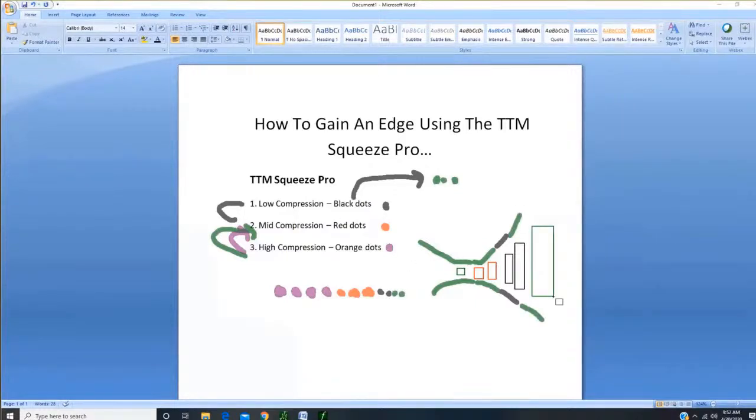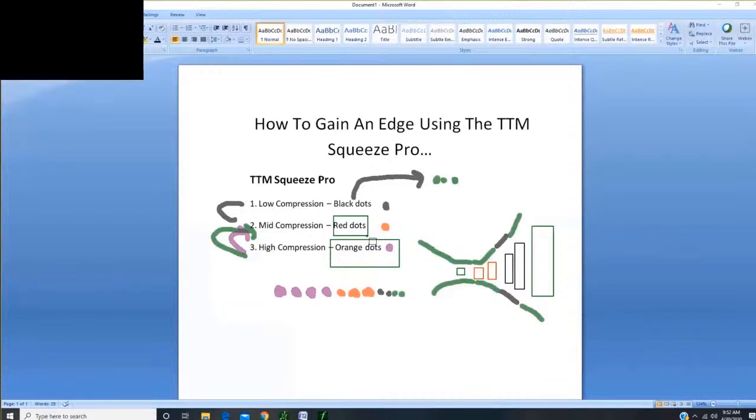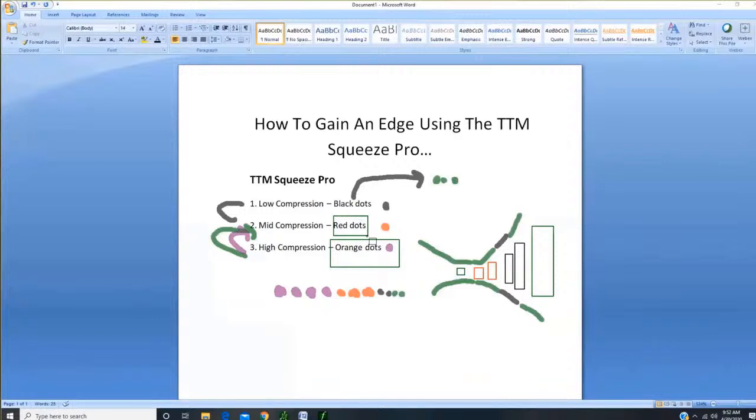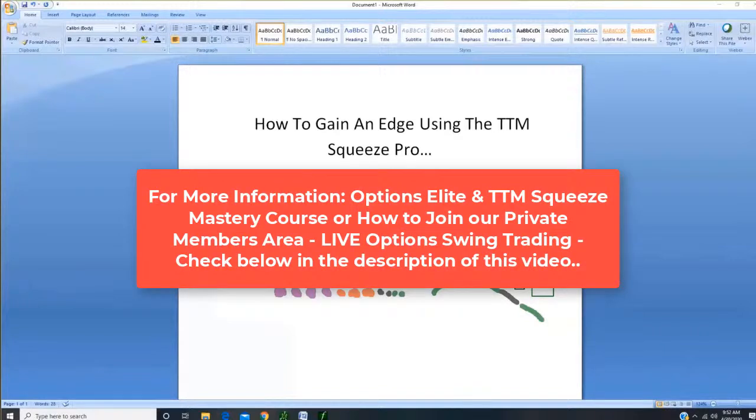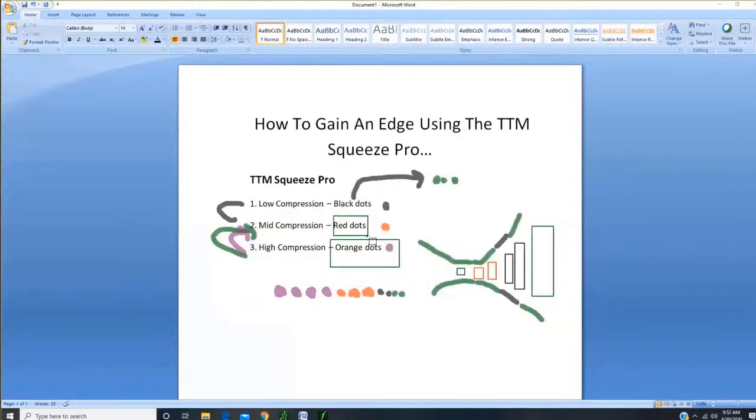But here's something that I have been noticing quite a bit, and maybe you guys have too. Whenever you get an orange dot squeeze, and that orange dot squeeze fires to the red dot, that principle of, once something fires, the momentum just continues. So one dot fires, goes a couple bars, the other dot fires, goes a couple bars, the other dot fires, goes a couple bars, and so forth.